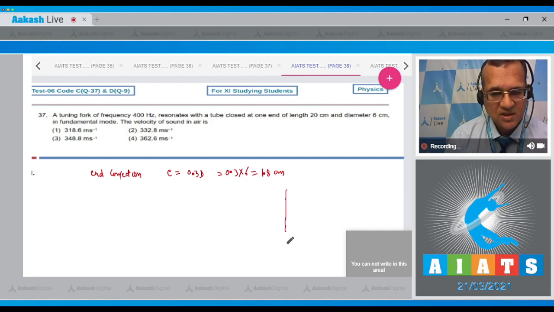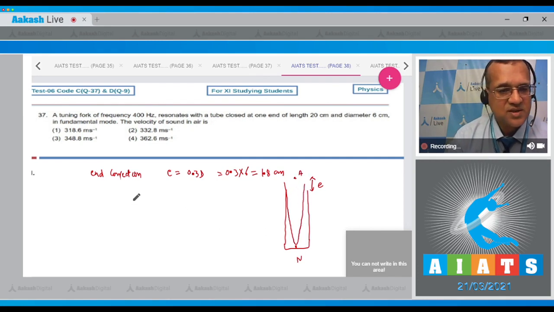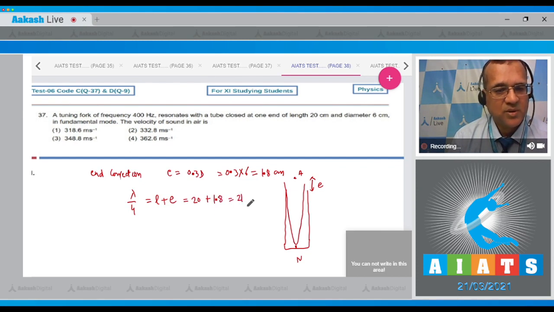What does it mean? This was the resonance tube. When the diameter is given, a node is formed here and the antinode will be formed slightly outside, because of the edge effect. So sound goes like this, and from resonance it comes back. Now, the distance between antinode and node is lambda by 4. In the diagram, lambda by 4 is equal to the length of the tube plus the end correction. The length of the tube is 20 cm and the end correction you calculated is 1.8, so it is 21.8 cm. So lambda is equal to 4 into 21.8 cm.